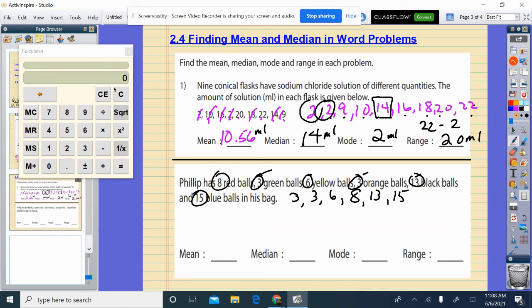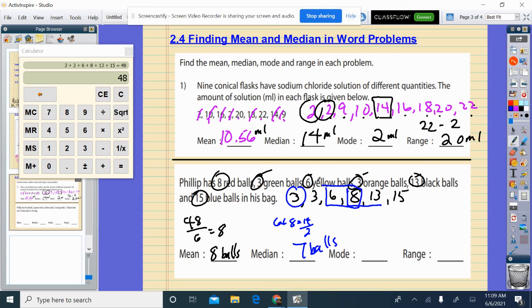First thing I want to do is figure the mean. 3 plus 3 plus 6 plus 8 plus 13 plus 15 equals 48, divided by 6 equals 8. So there are 8 balls in his bag on average. The median is going to be different now because I have an even number of values. So I take the middle two values, 6 and 8. 6 plus 8 equals 14, divided by 2. So my median is 7 balls, right in the middle.